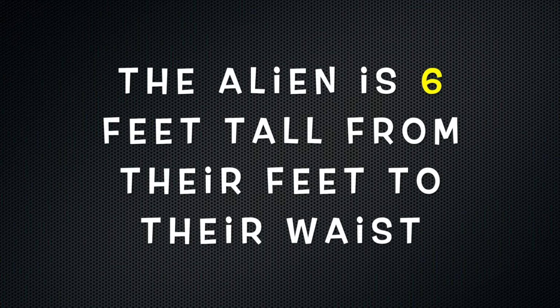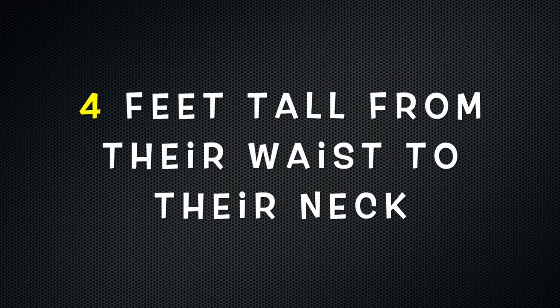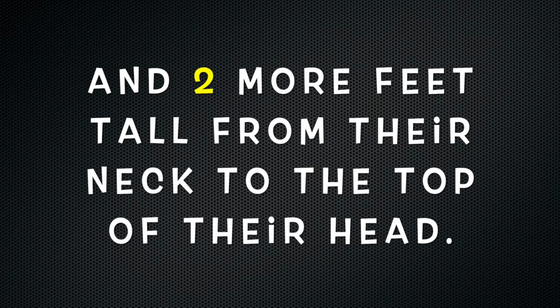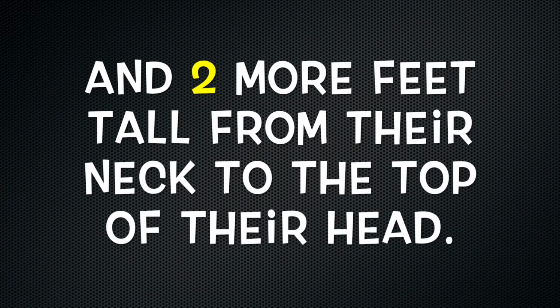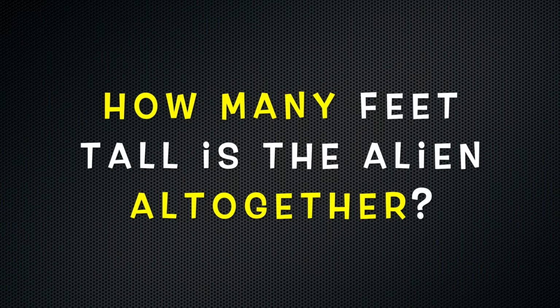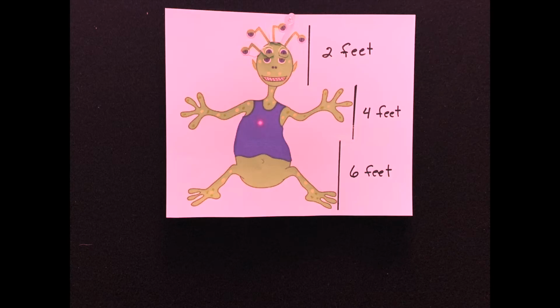Let's reread the question. The alien is 6 feet tall from their feet to their waist, 4 feet tall from their waist to their neck, and 2 more feet tall from their neck to the top of their head. How many feet tall is the alien all together? First, let's take a look at the numbers in this picture. We have 6 feet, 4 feet, and 2 feet.